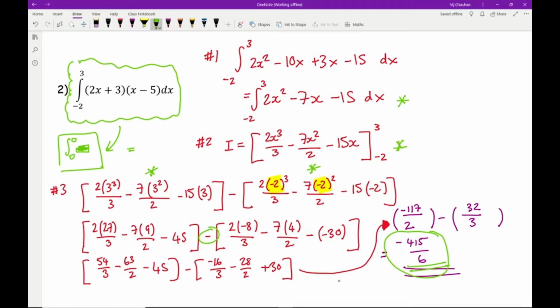Now in terms of the answers and understanding what the answer means, that will go into more detail when we move on to the next video, where we're looking at area under the curve. But the answer to this particular integral is going to be -415/6. But I certainly would recommend checking your answer on your calculator.